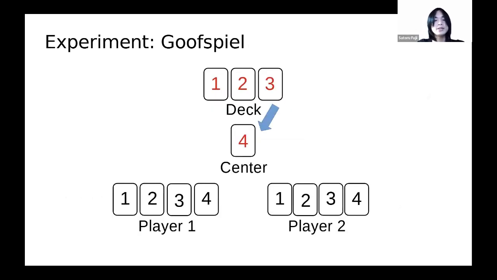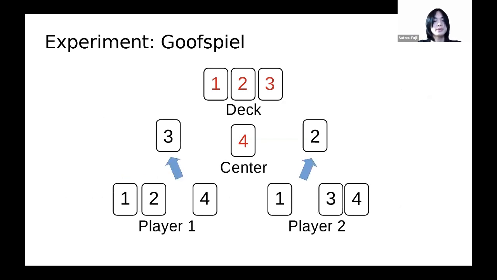In our experiment, we used the game called Goofspiel. Well, in short, in each turn, one card is randomly chosen from the deck and publicly revealed in the center. And then both players simultaneously choose one card from their hand. Then the player with the higher card claims the points shown by the center card. Cards used in each round are then excluded from further play, and after all cards are used, the player with higher total points wins the game.